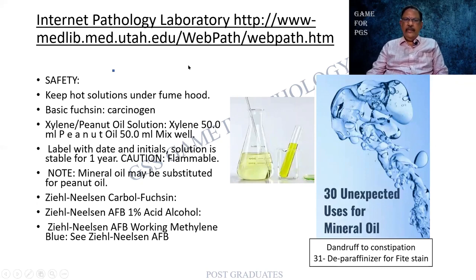So this is the way it is done. When the hot solutions are prepared, they should be done under the fume hood. Basic fuchsin by itself is a carcinogen. And you find that there is a mixture of xylene and the peanut oil that is used. You'll have to label it and preserve it. It can be stable for a period of nearly 1 year. All these are taken from WebPath, and you people can go to the references given over here.